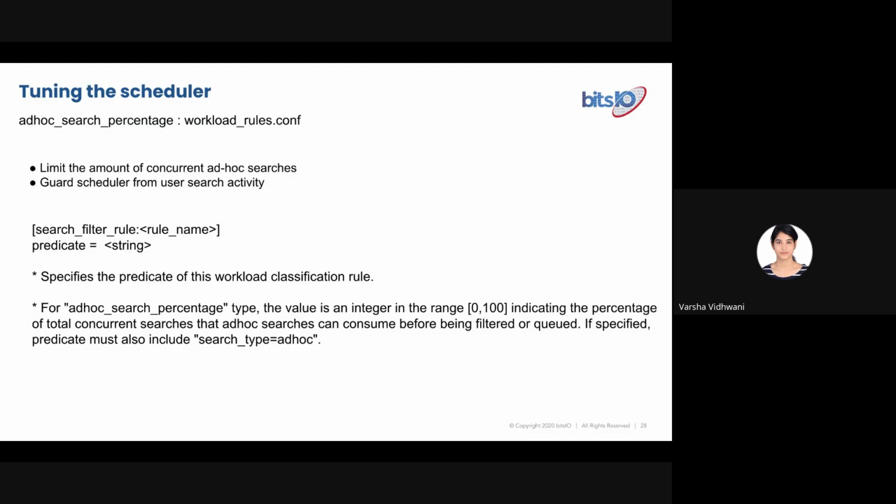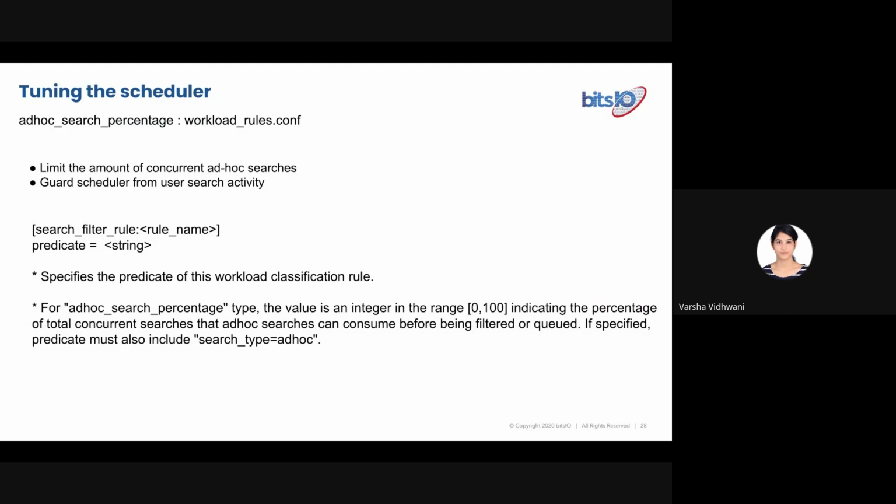What it will do is allow us to limit how much of the total concurrent search capacity can be consumed by the ad hoc searches. The idea is to ensure that interactive user activity does not overwhelm the system. Sometimes users are troubleshooting something, executing a lot of queries, rewriting the SPLs. This interactive user activity can overload the system, especially during peak load times when scheduled searches like alerts, reports, or accelerated searches must run reliably.